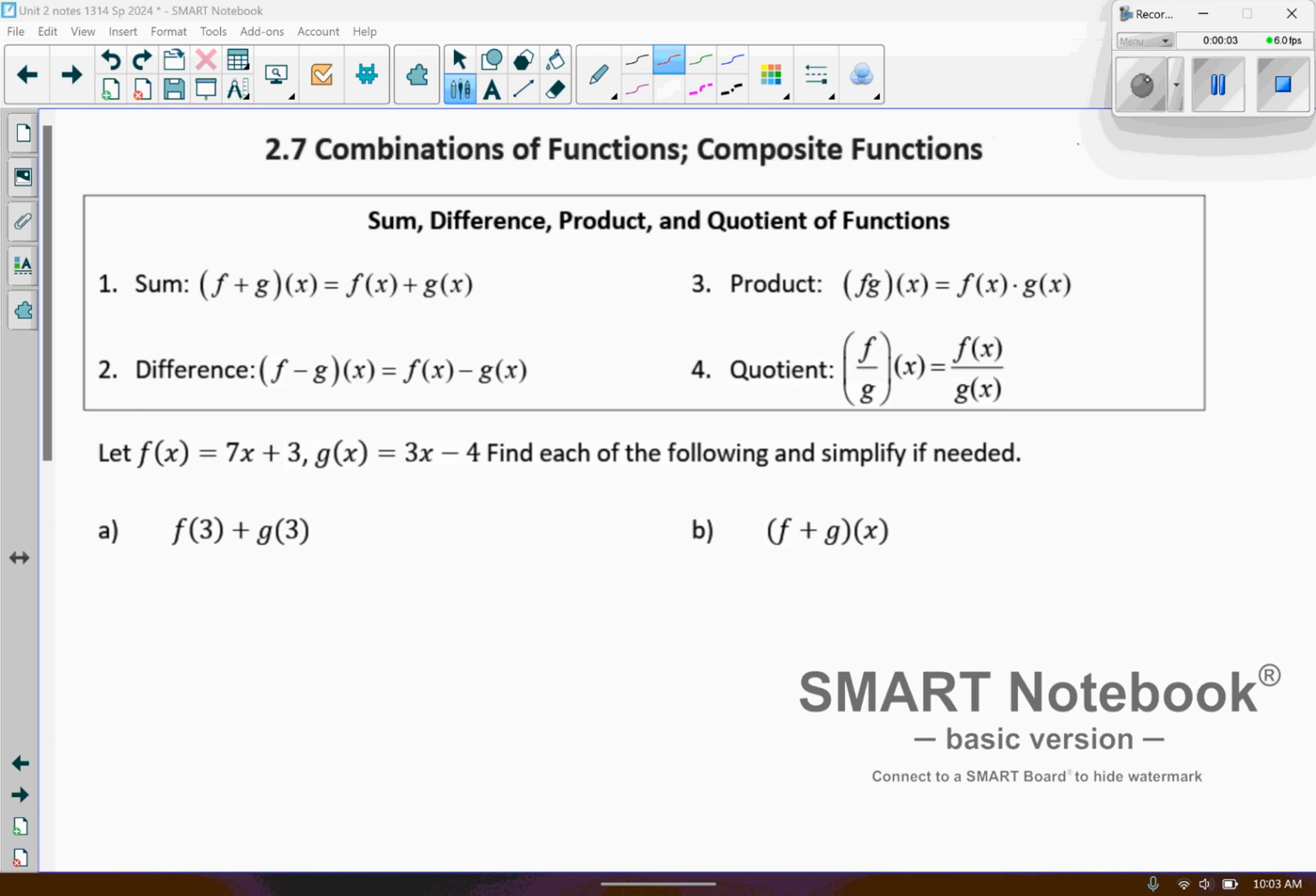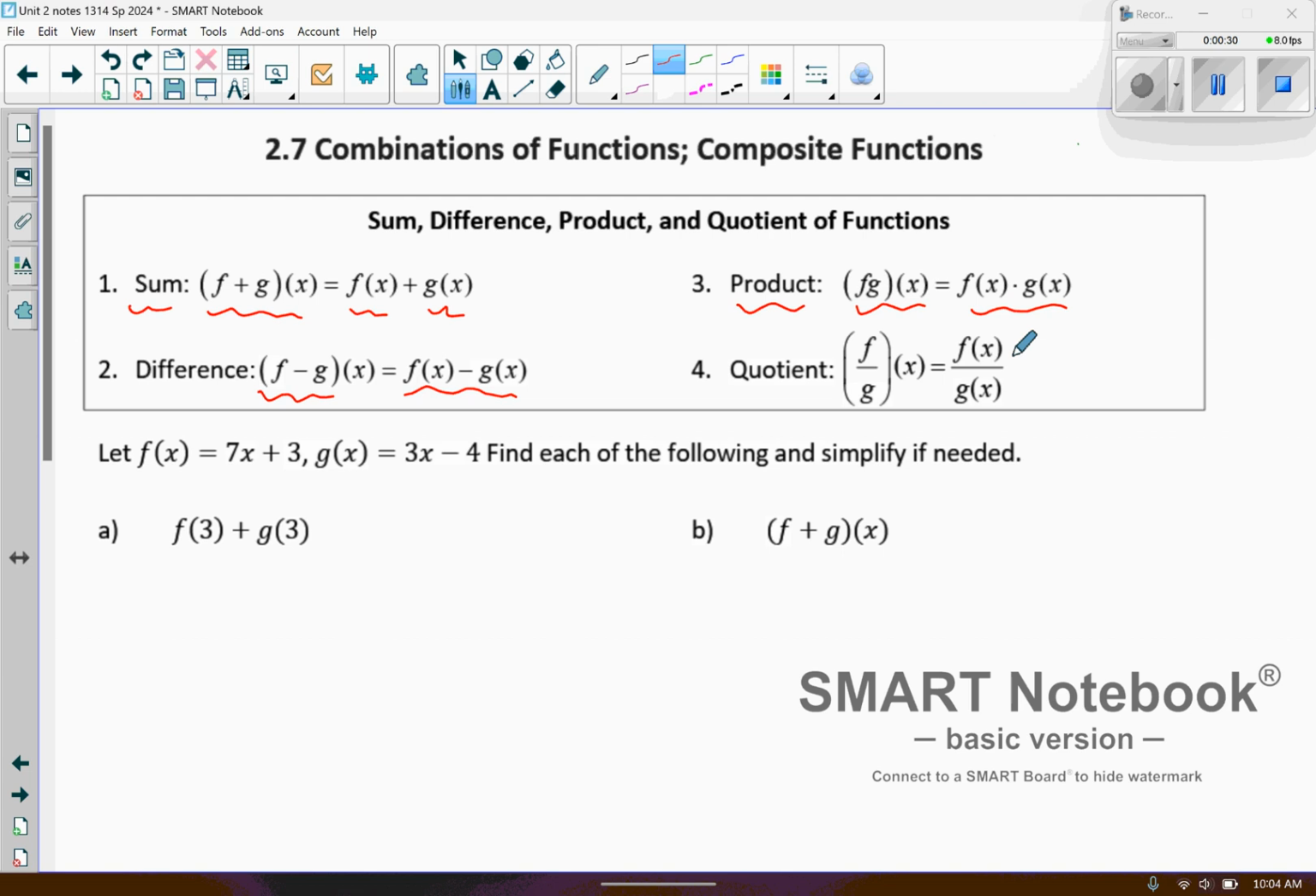2.7 combinations of functions and composite functions. So we're going to first look at the combination of functions. And so the way we can have those combinations is we could have the sum, where we take two functions and add them together, or we could take the difference, where we subtract two functions, the product, where we multiply, and then last will be the quotient right here, where we'll divide them.